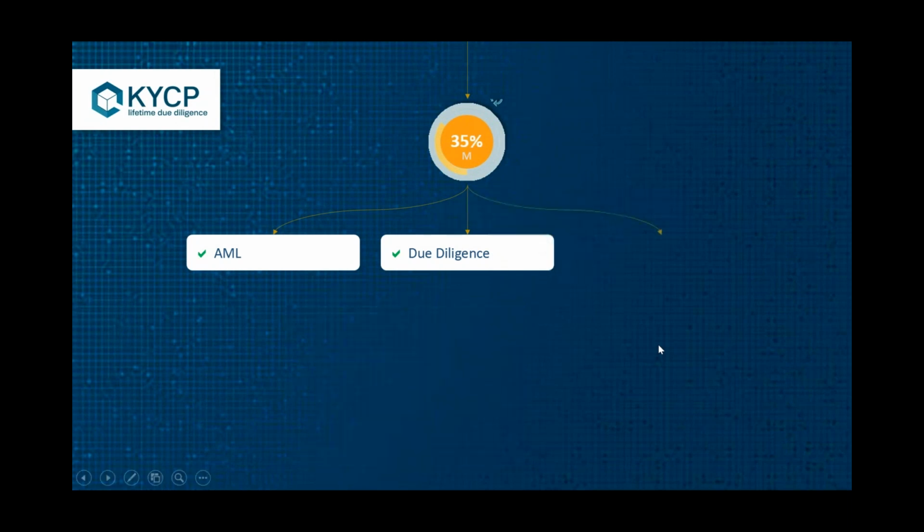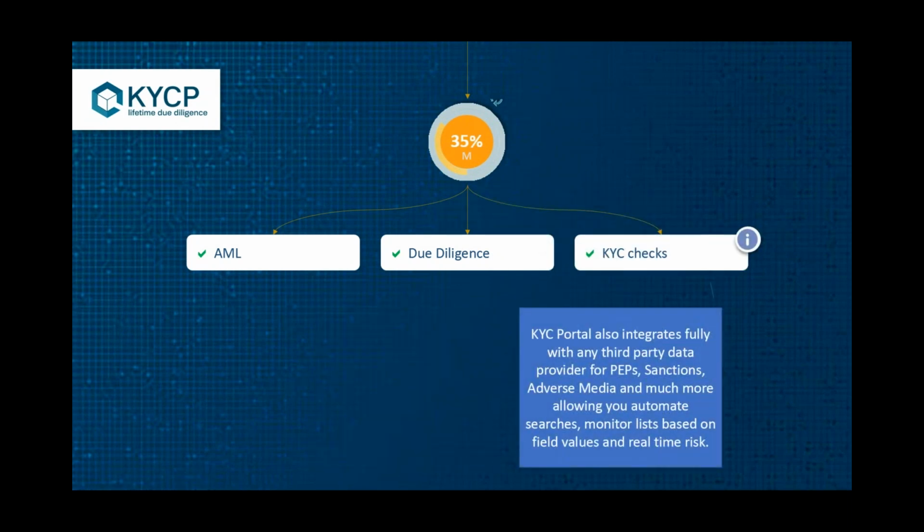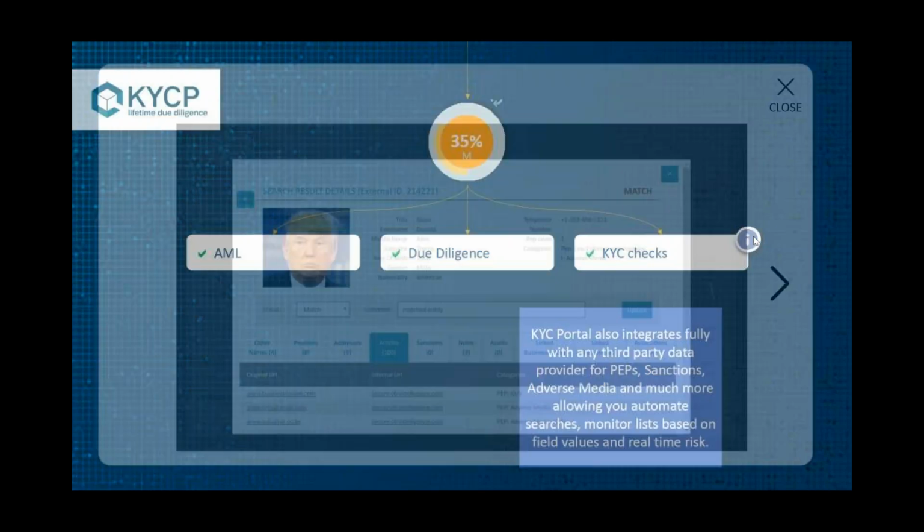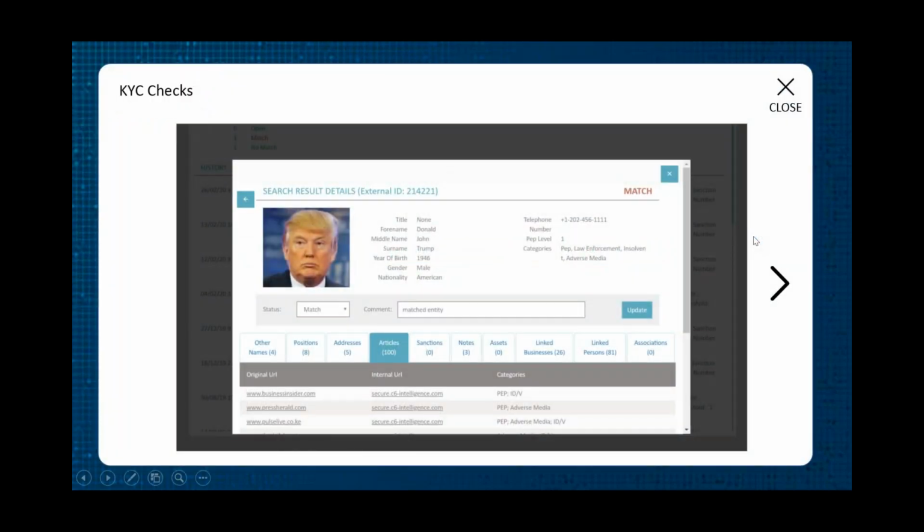Last but not least is the aspect of KYC checks. So these are the third parties that you use for PEP, sanctions, at risk media. As we know, one of the biggest time wasters on this service is the human element of your team in having to check, wait for results, see if there are any results, and so on and so forth. So KYC Portal allows you to hook any third party of your choice into it.